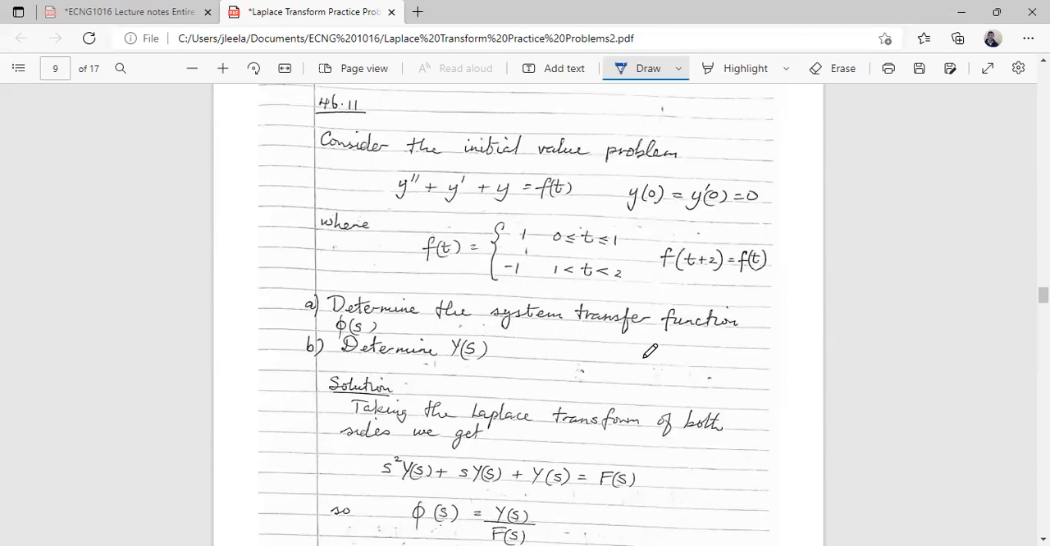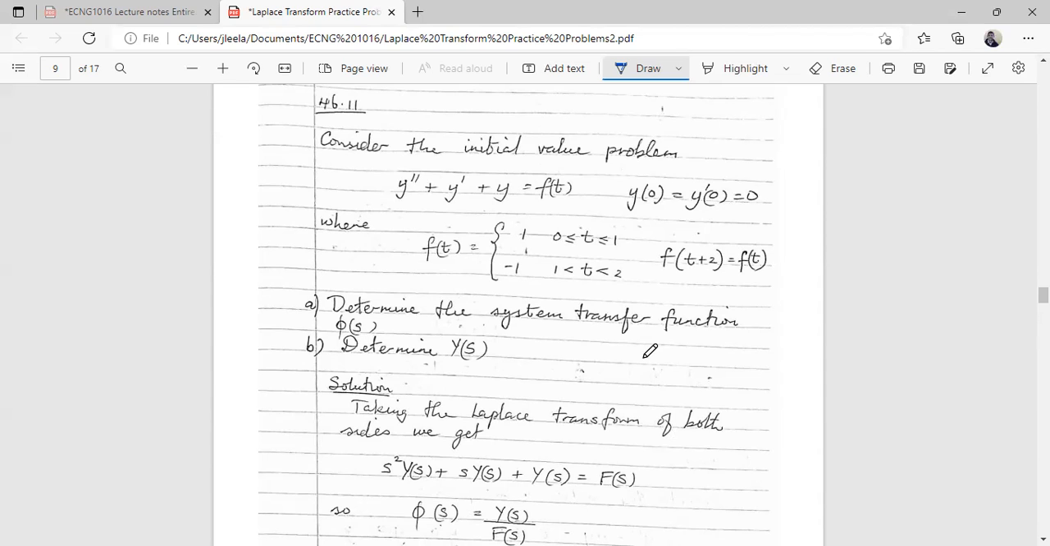Consider the initial value problem again. So we're looking at a number of these problems here involving the transfer function. Again, with these transfer functions, the initial conditions will always be 0. So y(0) is 0, y prime(0) is 0. Therefore the Laplace of y double prime plus the Laplace of y prime plus the Laplace of y equals the Laplace of f(t).